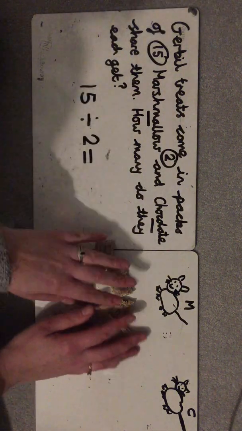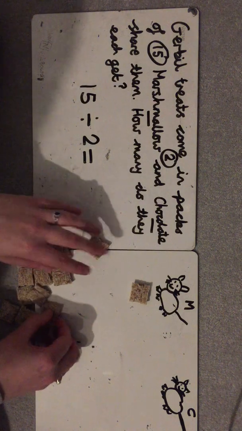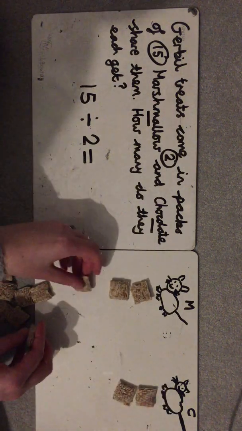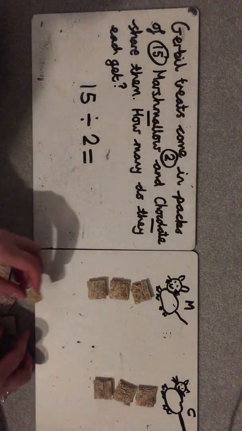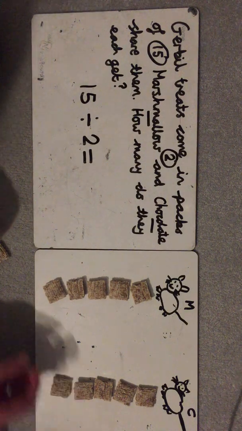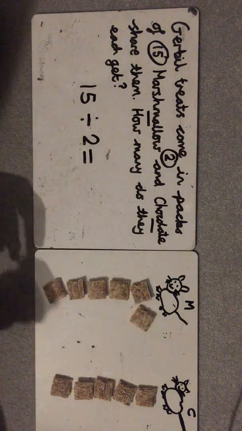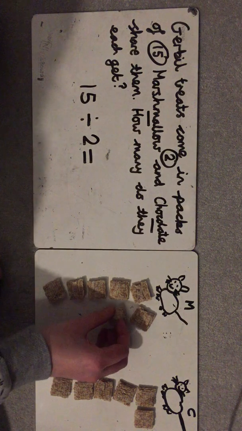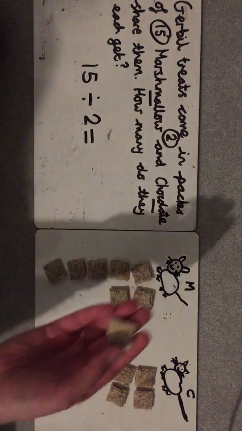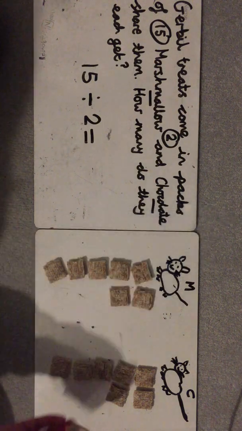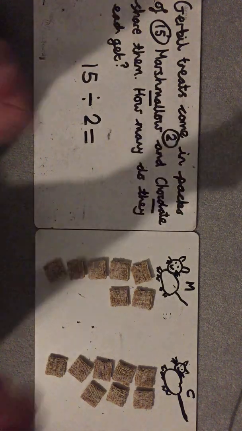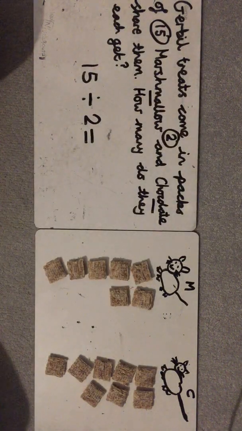Remember, 1 for me, 1 for you. 1, 2, 3, 4, 5, 6, 7, 8, 9, 10, 11, 12, 13, 14. Okay, my groups look equal so far. 15. Shall I give it to Chocolate? Is that fair? What do you think? Thumbs up or down? Can you explain, is it fair or not?